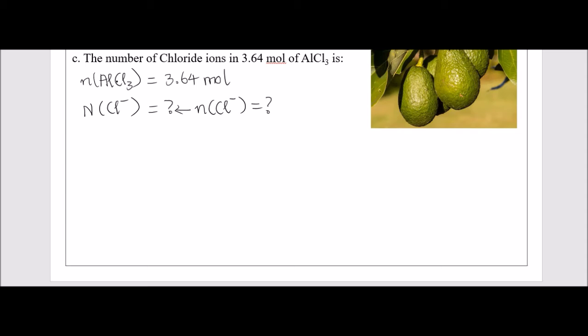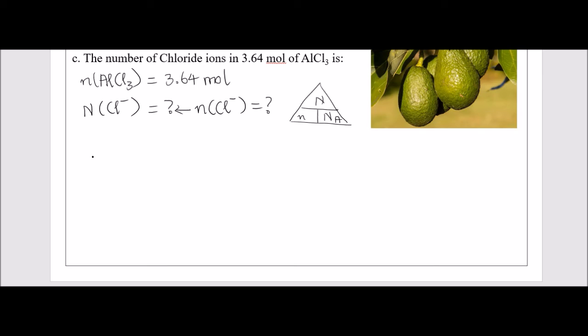You definitely cannot use the number of mole of one thing to find the number of atoms for another thing, because the formulas are not consistent. So we need to actually go to an intermediate step to determine the number of mole of chloride ions before we can find the number of atoms or the number of ions. And in order to do that intermediate step, you just need to look at how many chloride ions are present in one molecule of aluminium chloride.